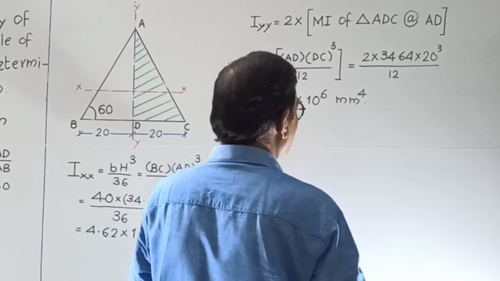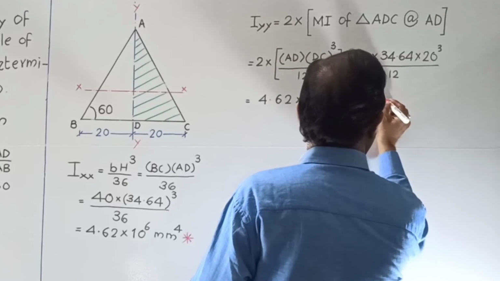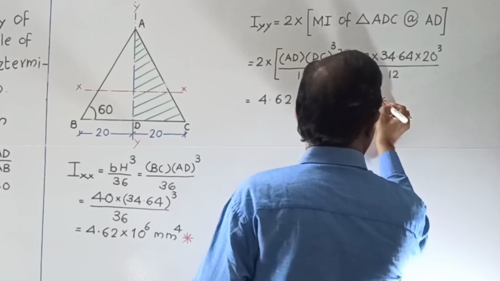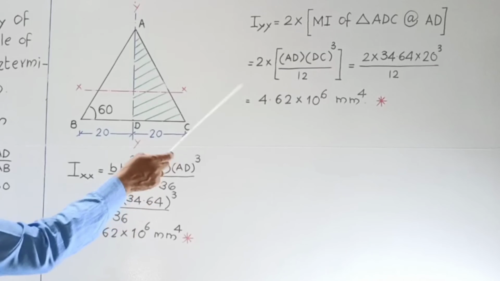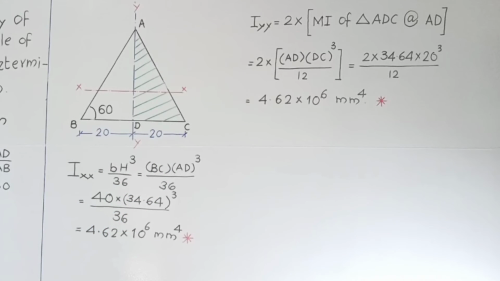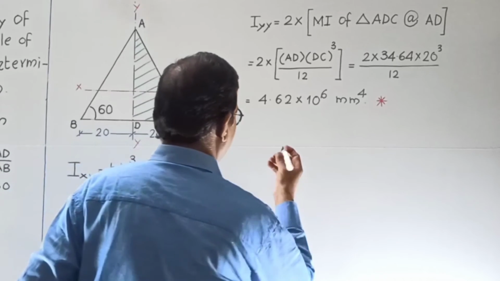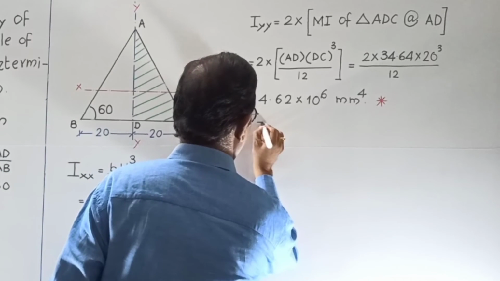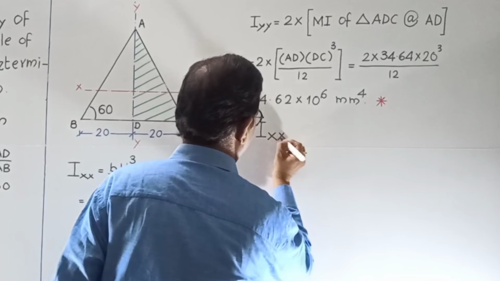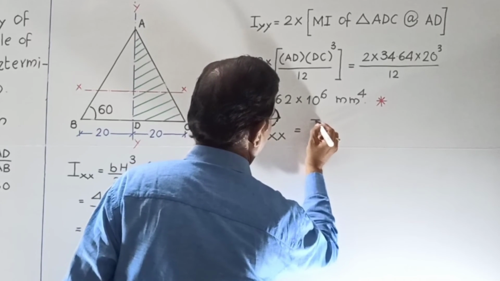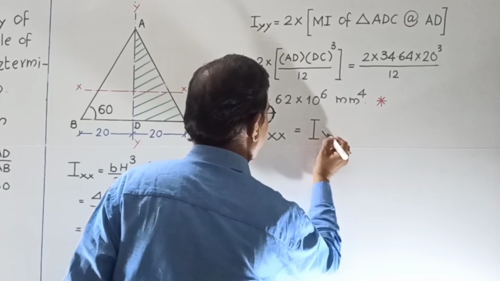If you look carefully at Ixx and Iyy, you will find that for an equilateral triangle, Ixx is equal to Iyy. Okay, so that is a very important thing I am writing. For an equilateral triangle, Ixx is equal to Iyy.